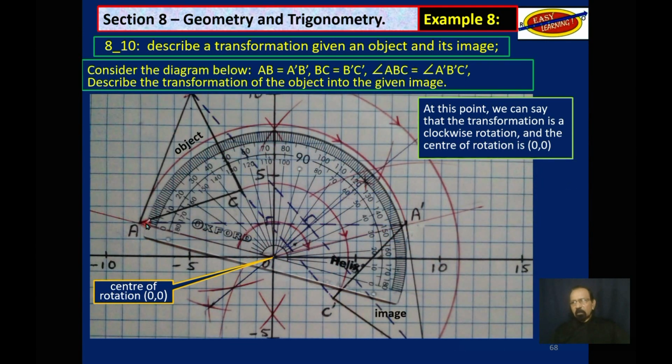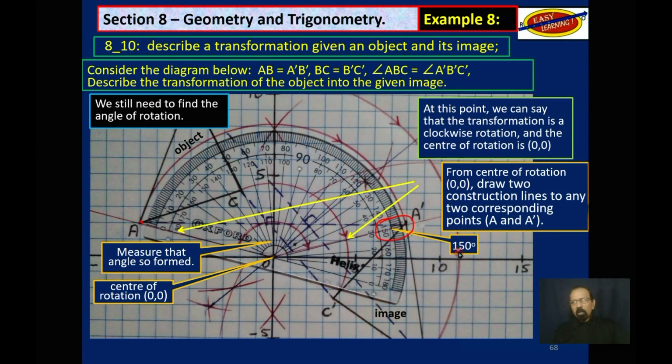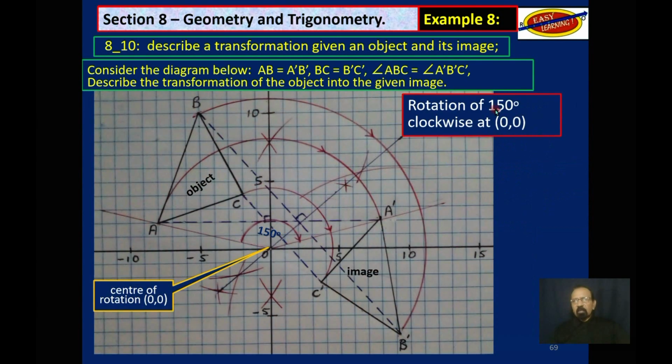We put a protractor. We measure from here, go all the way around to there. And we have 150 degrees. So it's a rotation of 150 degrees clockwise. You can state it like that. Points on the object map onto points on the image through a rotation at 0, 0 of 150 degrees clockwise.